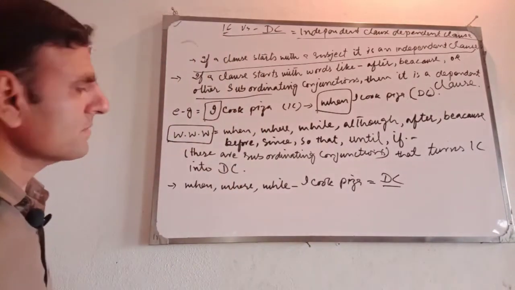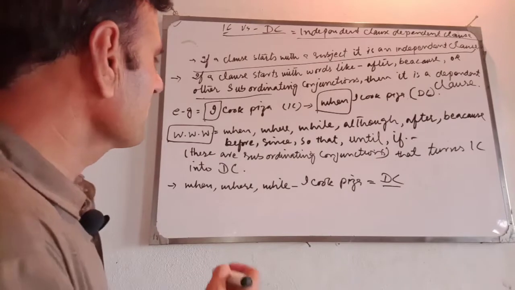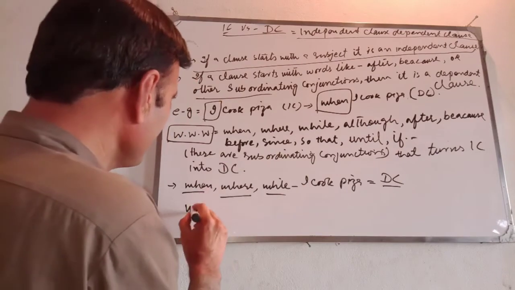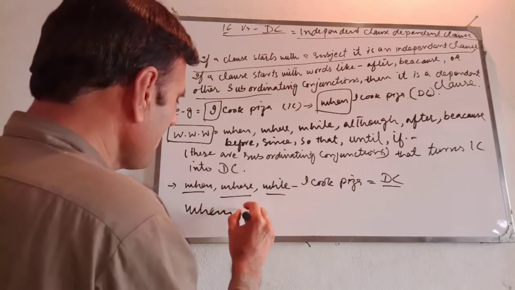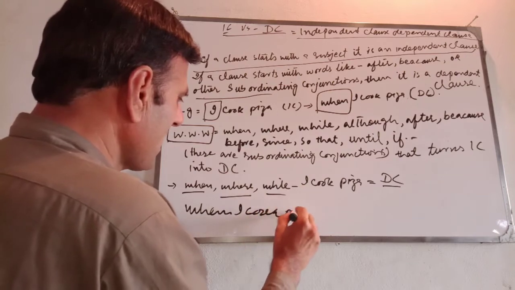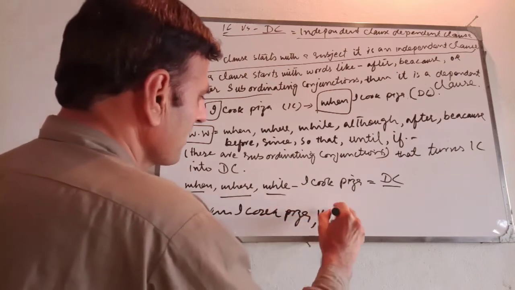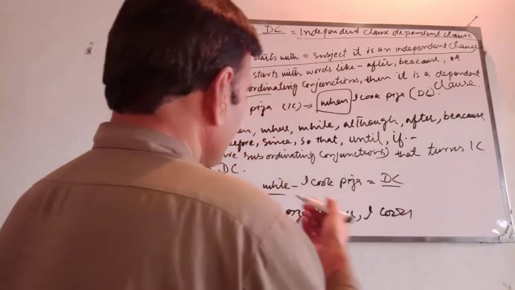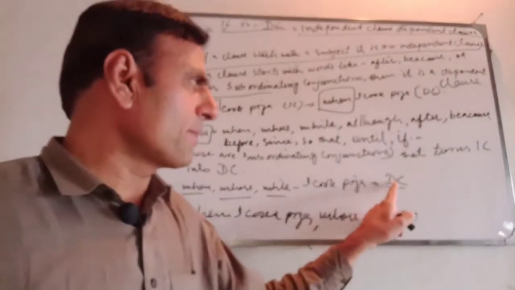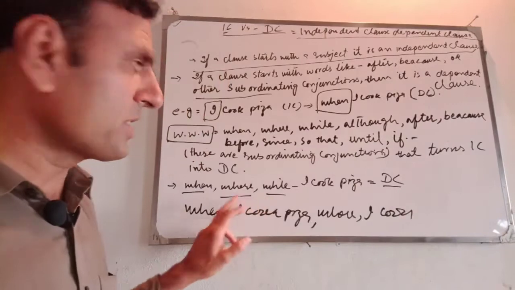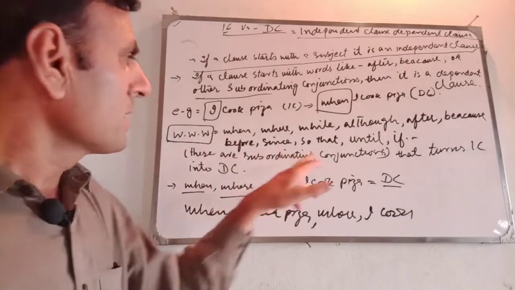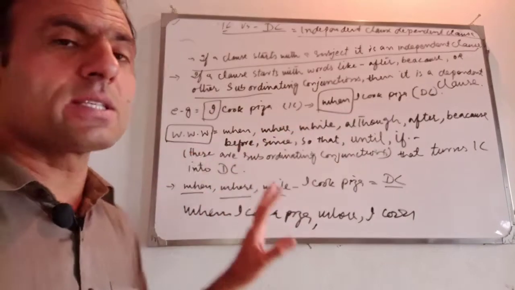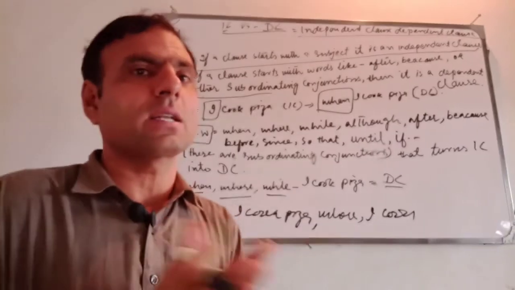How? For example, see it here. When, where, while, one of them. Either when I cook pizza, or where I cook pizza, or while I cook pizza. This is a dependent clause. When we are studying a sentence, we use the subordinating conjunctions that I mentioned here in detail. So if there is one of these subordinating conjunctions at the start of the clause, it is a dependent clause.